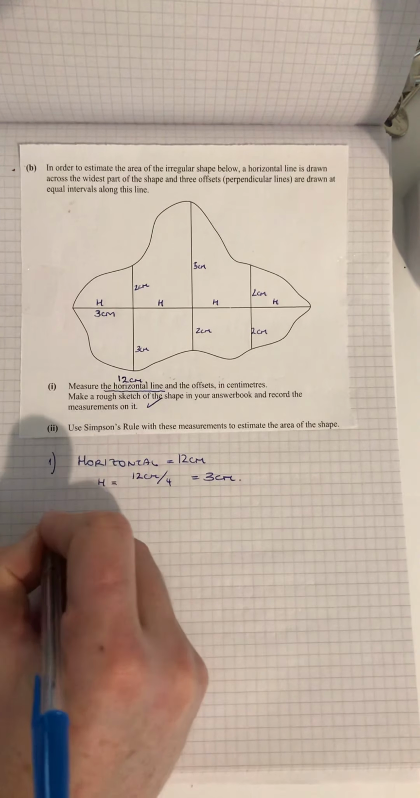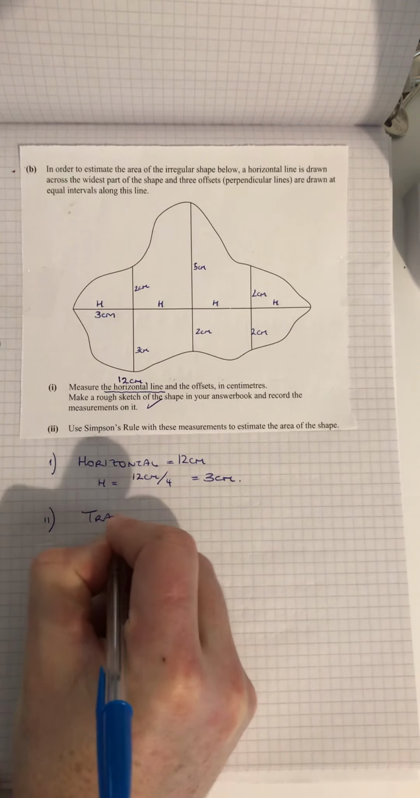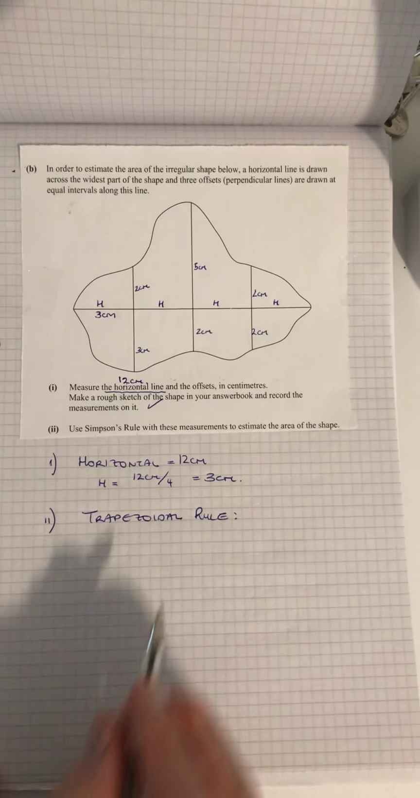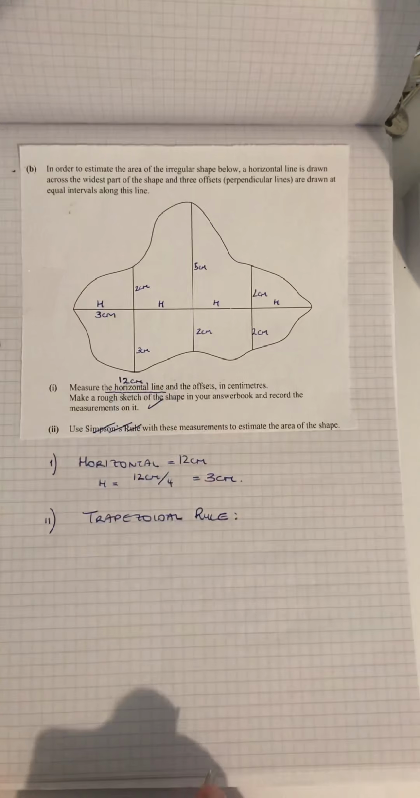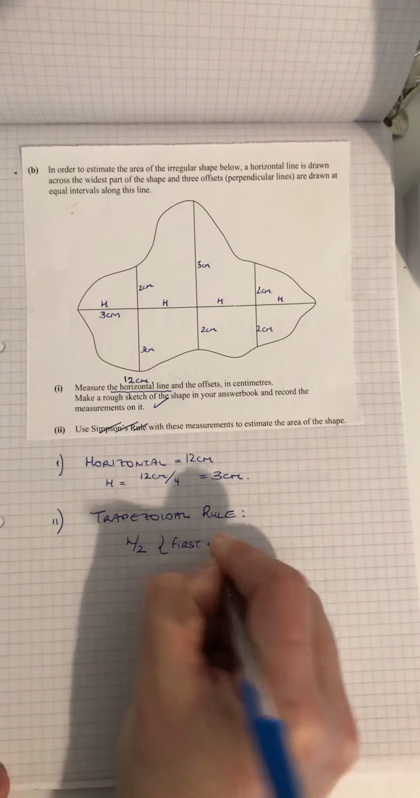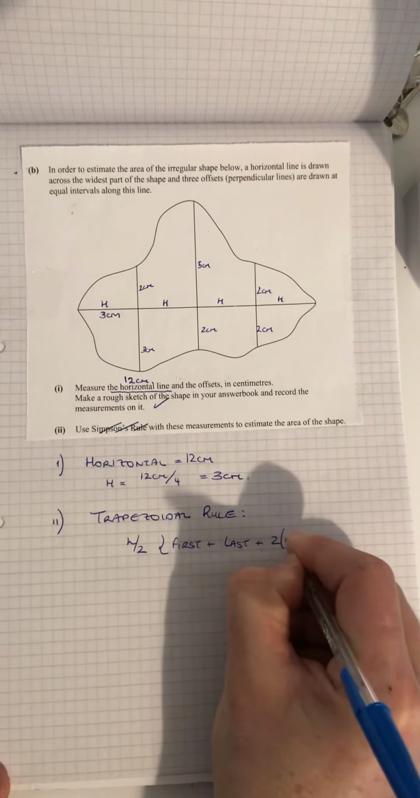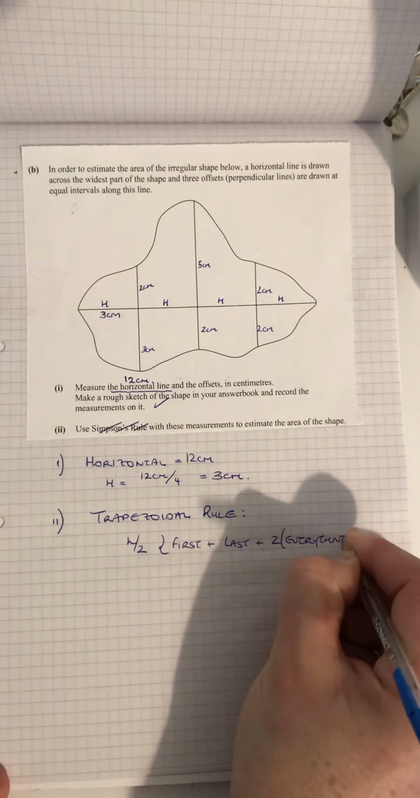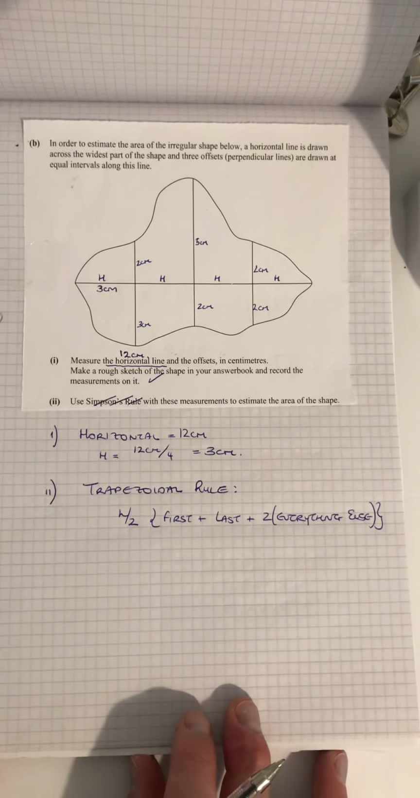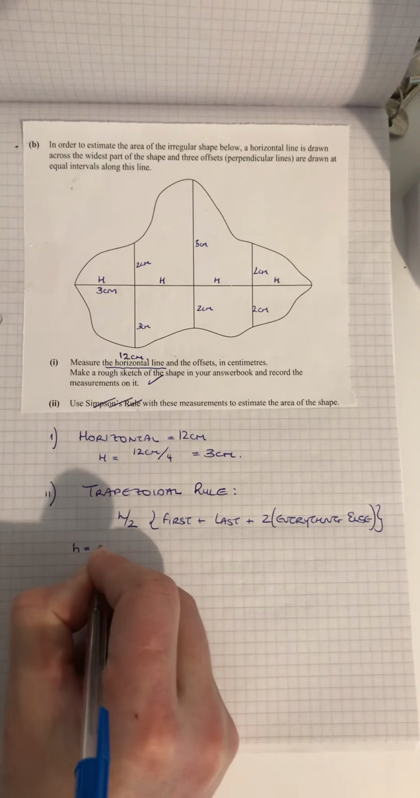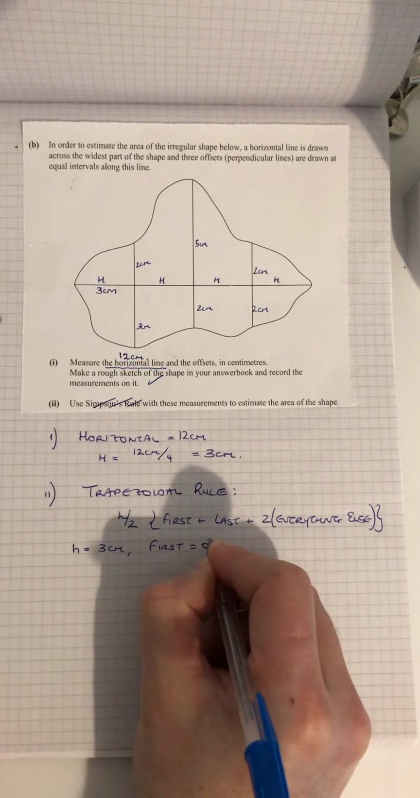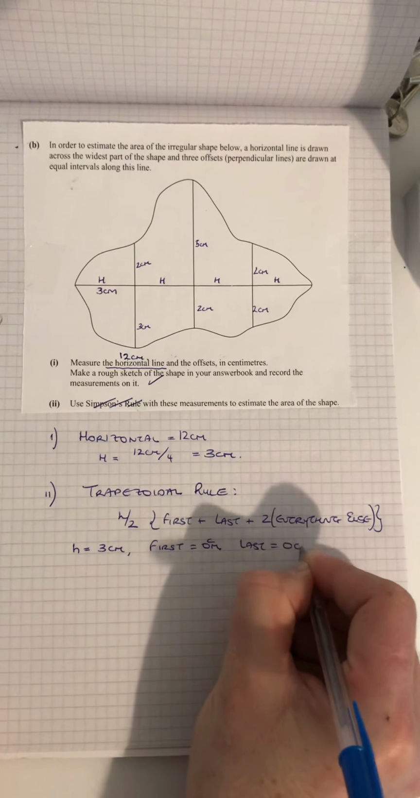Okay, for part 2 then, we're using the trapezoidal rule. Okay, they took Simpson's rule off the formula insert a couple of years ago. So it's H over 2, first plus last plus 2 times everything else. And the everything else is the key. So we don't include the first or the last the second time. So in this case we know that H is 3 centimeters. The first is 0 centimeters and the last is 0 centimeters.